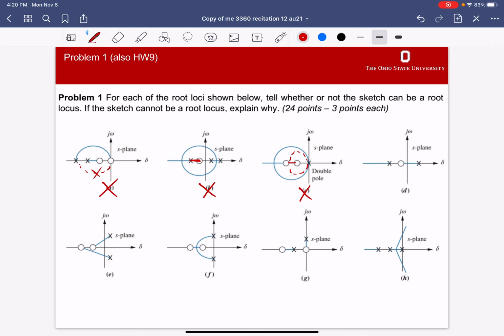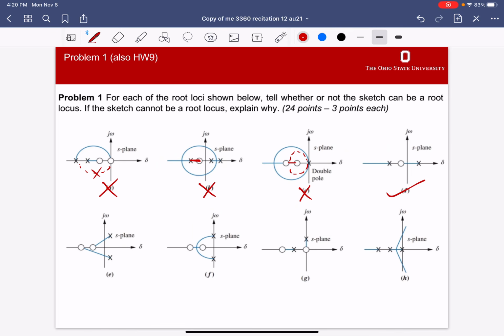And then for D, is that a root locus? I'm seeing some nods. Yeah? Yes, that is a root locus. Nothing wrong here. A breakpoint? Not really. Since this is going to a zero at infinity, you don't really need a breakpoint over there.